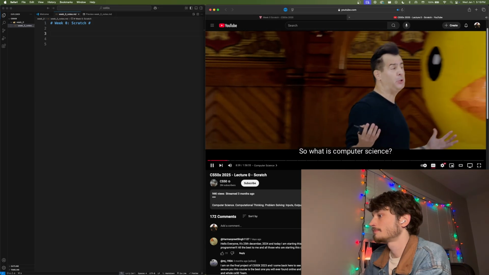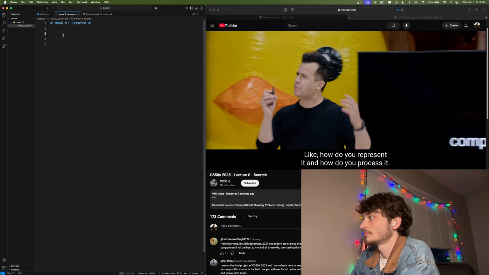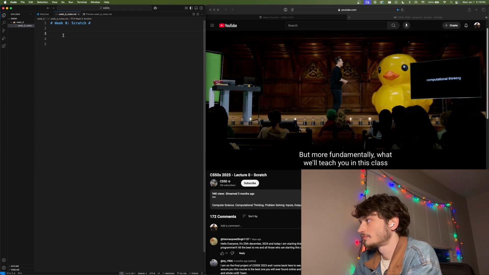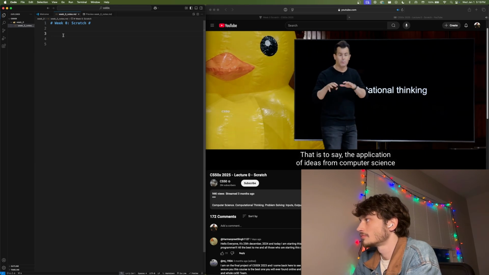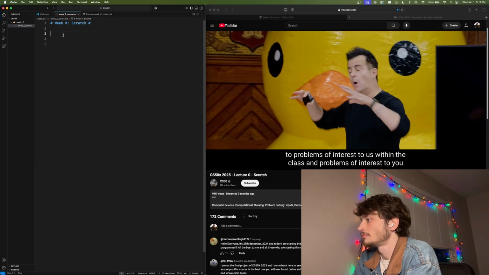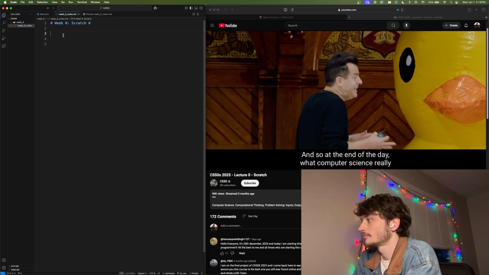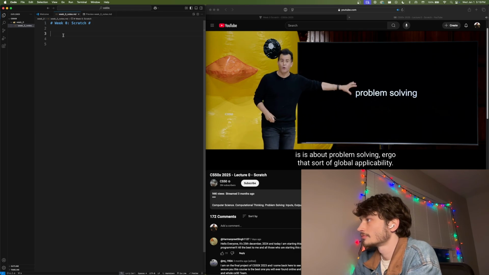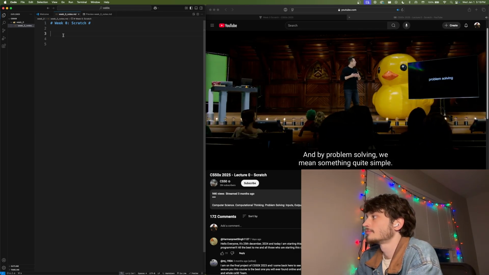So what is computer science? Well, put simply, it's the study of information. Like, how do you represent it and how do you process it? But more fundamentally, what we'll teach in this class is computational thinking. That is to say, the application of ideas from computer science to problems of interest to us within the class and problems of interest to you after the class. And so at the end of the day, computer science really is about problem solving, ergo that sort of global applicability. And by problem solving, we mean something quite simple.